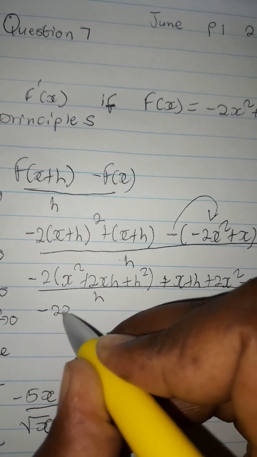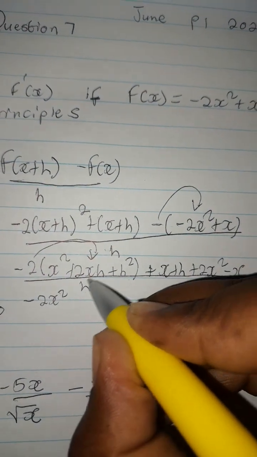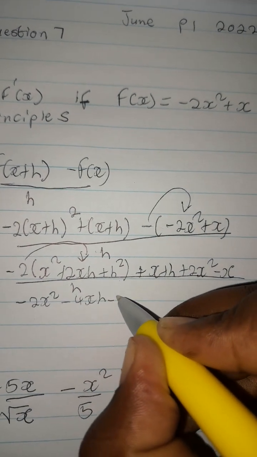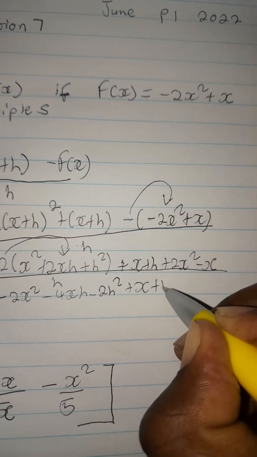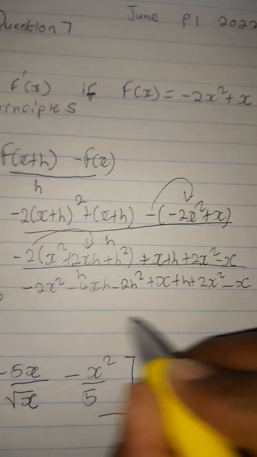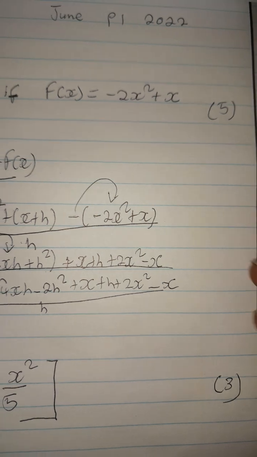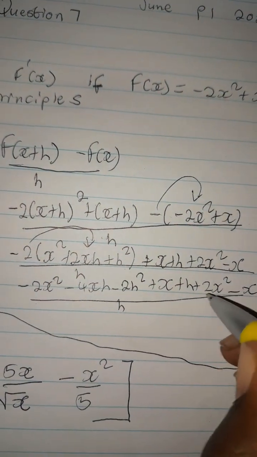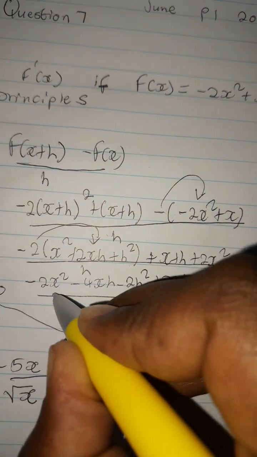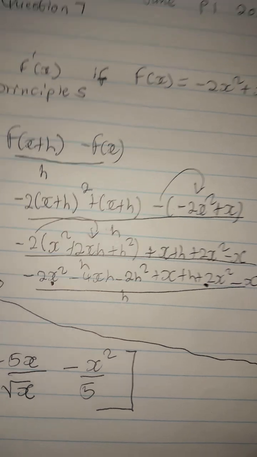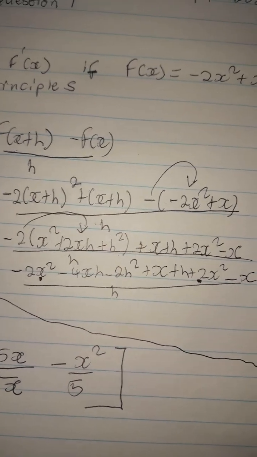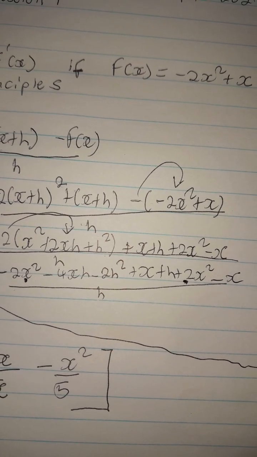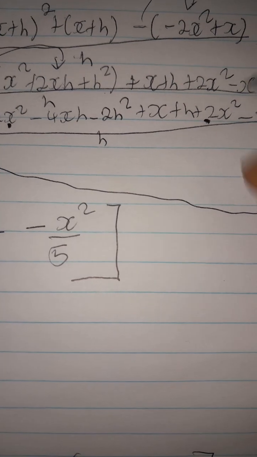Let's continue simplifying the brackets to make our life easier. Negative 2x squared. Remember that this 2 multiplies everything inside the bracket, so we also have negative 4xh and negative 2h squared, plus x plus h, plus 2x squared minus x, divided by h. Now we need to collect the like terms. We have negative 2x squared and positive 2x squared, which give us 0, so these two cancel each other.